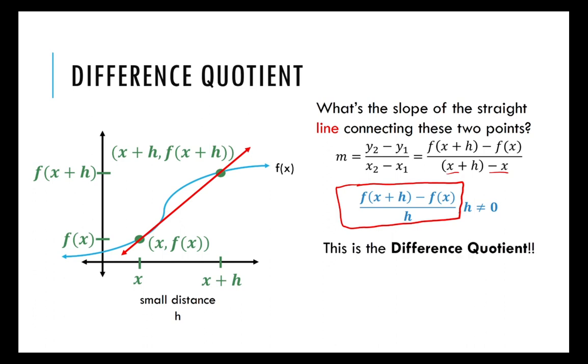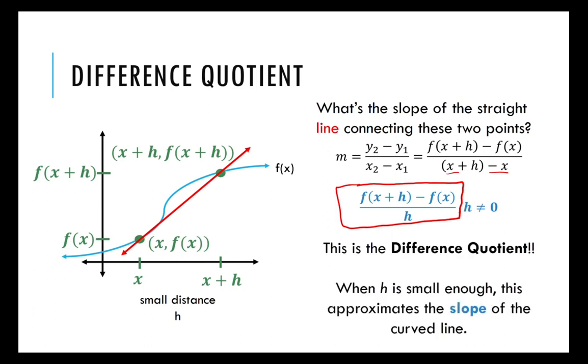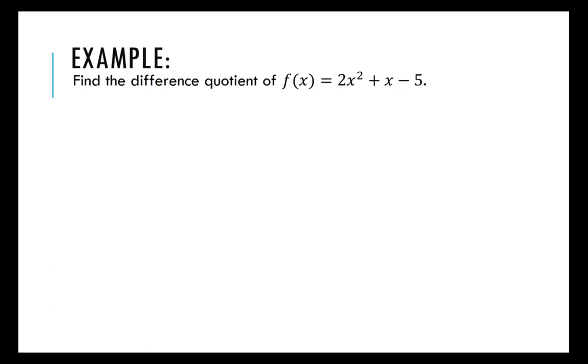That's all. Then, if you know that h gets small enough, which is what happens in calculus, then you can approximate the slope of a curved line. And that's the idea. Now let's try it. We want to find the difference quotient of f of x is equal to 2x squared plus x minus 5. Well, the formula for difference quotient is just f of x plus h minus f of x divided by h. We know what f of x is. There it is.